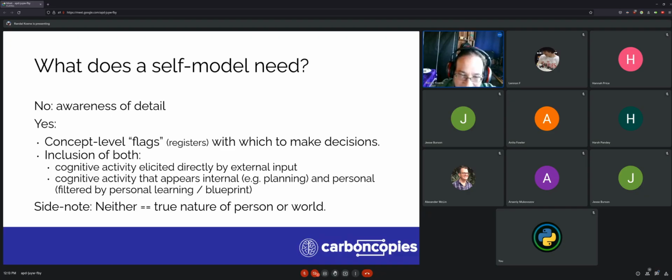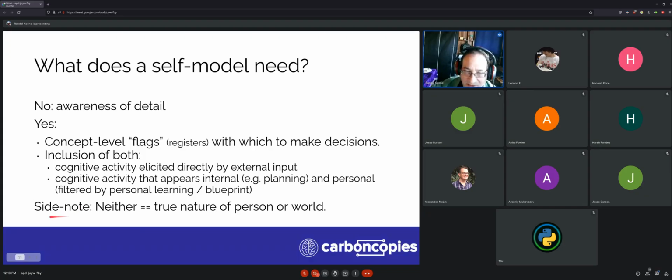You need to include both cognitive activity that's elicited by external input, so you need to be able, in your awareness, your self-model, to include signals related to whatever's happening on the outside, where the world is talking to you, and cognitive activity that appears internal, for example planning and other personal things. For instance, aspects where your personal blueprint, what you were born with, or the learning that you experienced, is a filter that changes how you respond or internally react to something and what kind of experience you generate as opposed to someone else. So there needs to be this personalization in a sense.